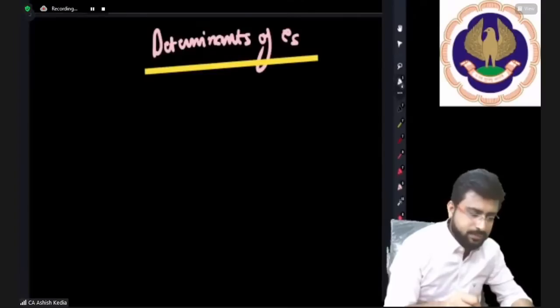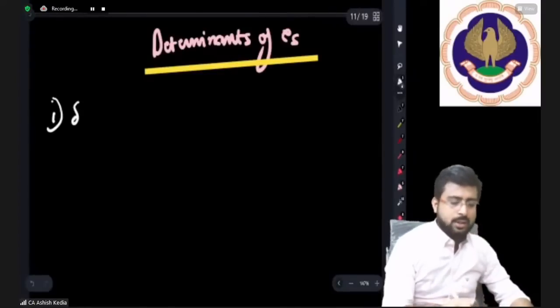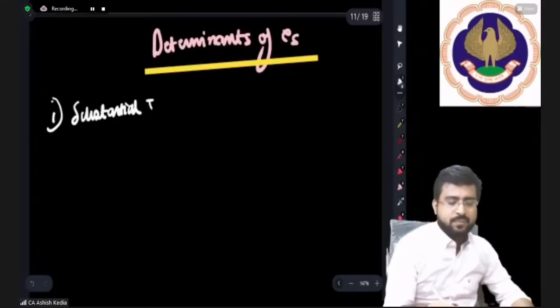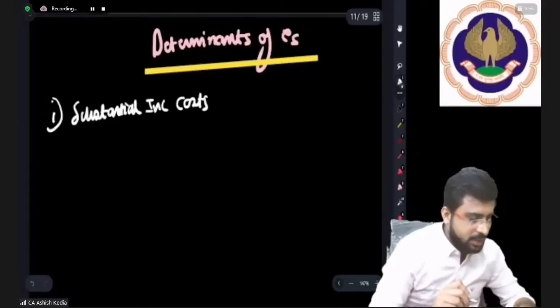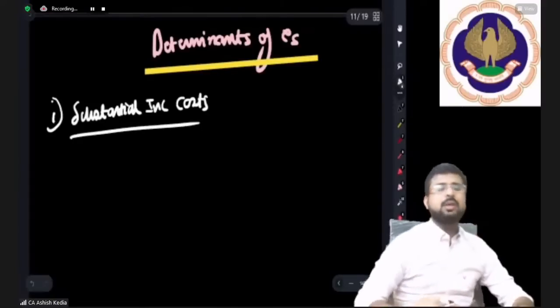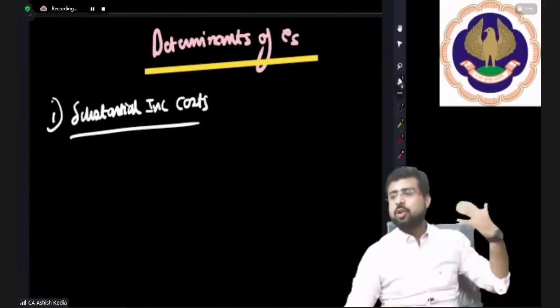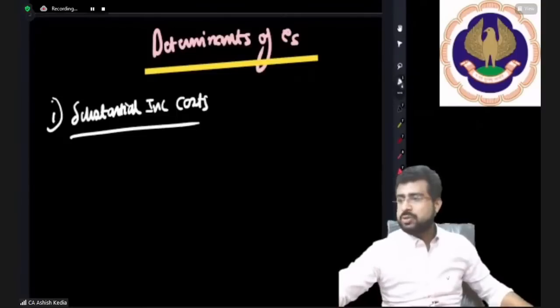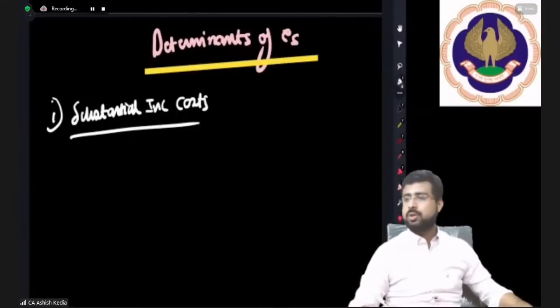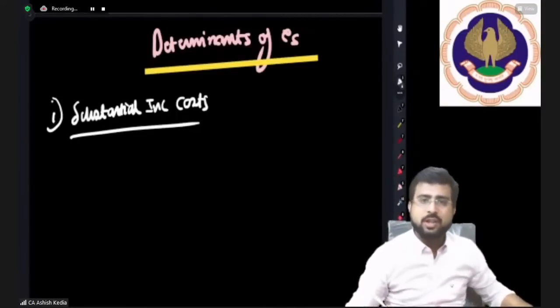Number one, substantial increase in costs. Pay attention, everyone. Suppose a producer had decided to produce more.